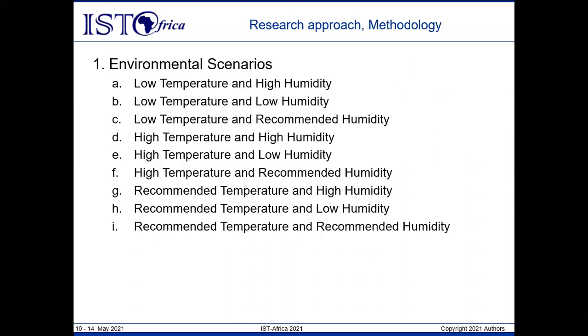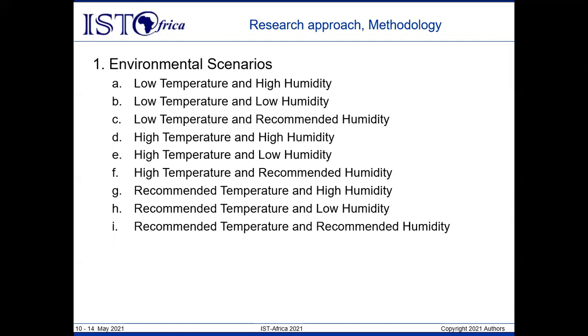So the environmental scenarios were as follows. From A to C, we analyzed low temperature with high humidity, low humidity, and recommended humidity. From D to F, we analyzed high temperature with high humidity, low humidity, and recommended humidity. And from G to I, we analyzed recommended temperature with high humidity, low humidity, and recommended humidity.